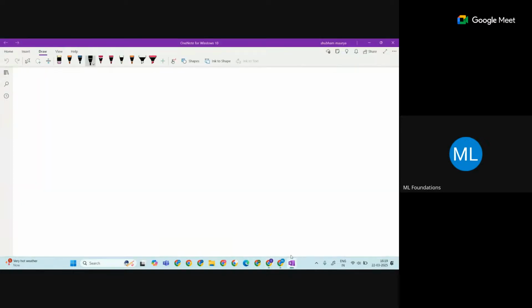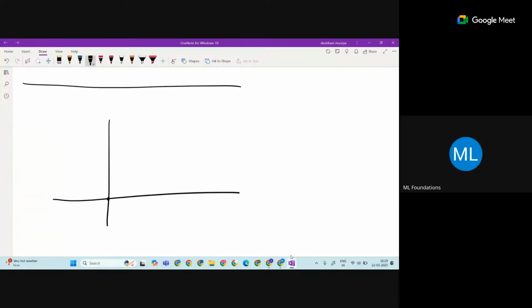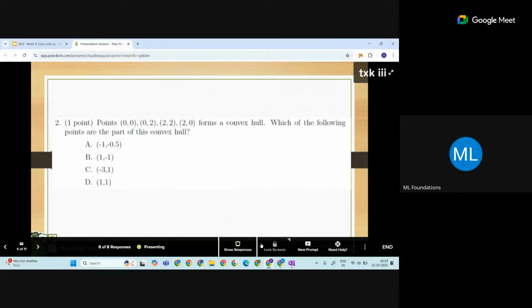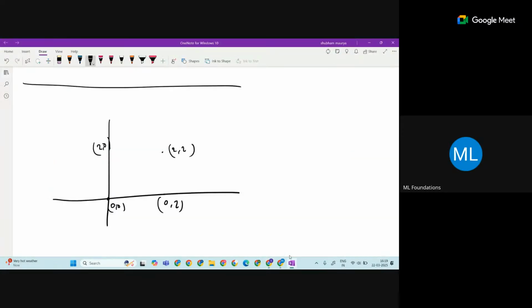So there are two ways we can easily answer this. If you draw the points, the points are 0,0, 0,2, and 2,2, and 2,0, I think. Yeah, so these are the points we have.